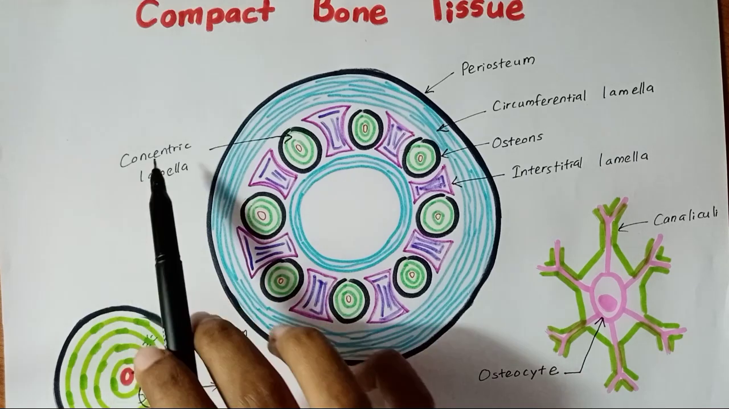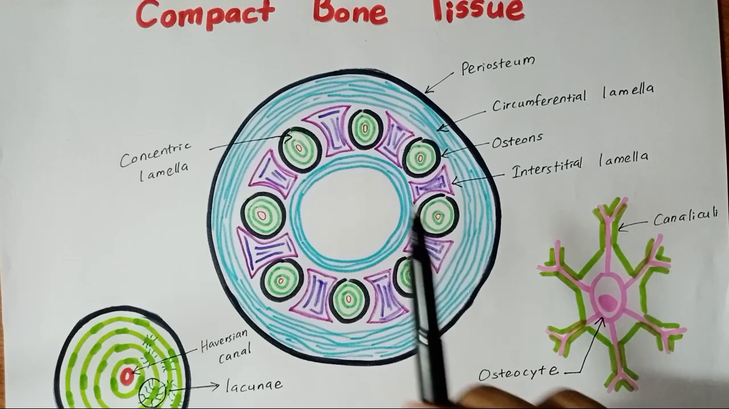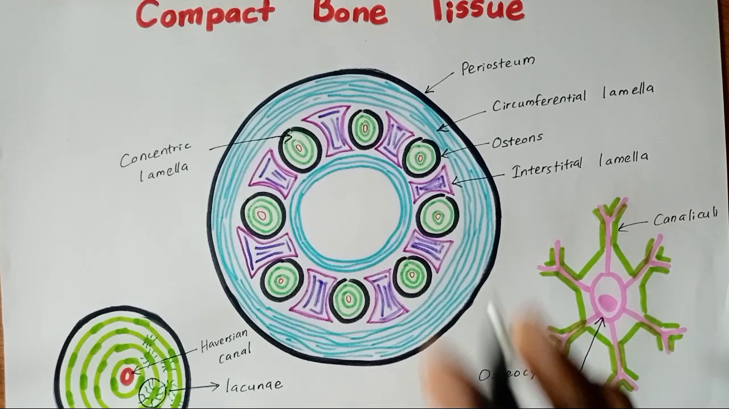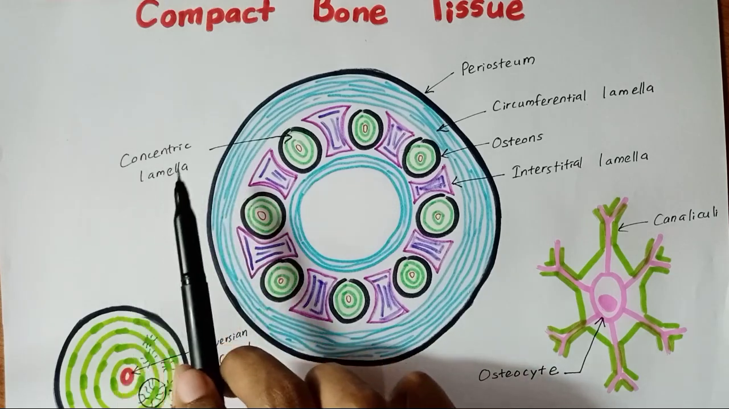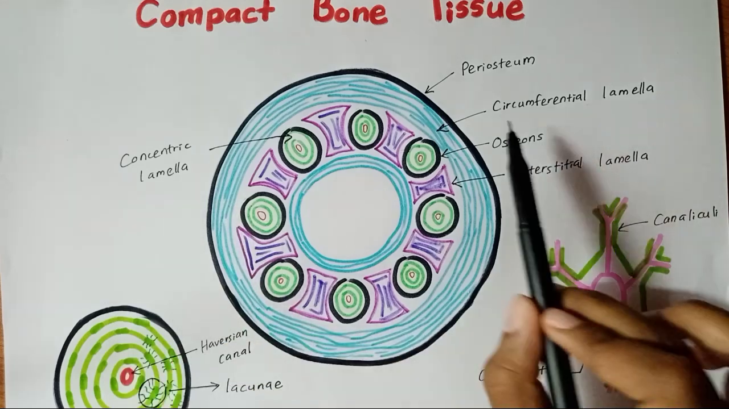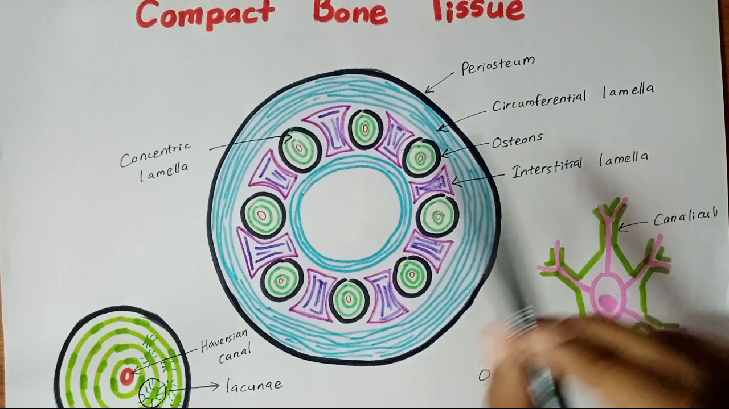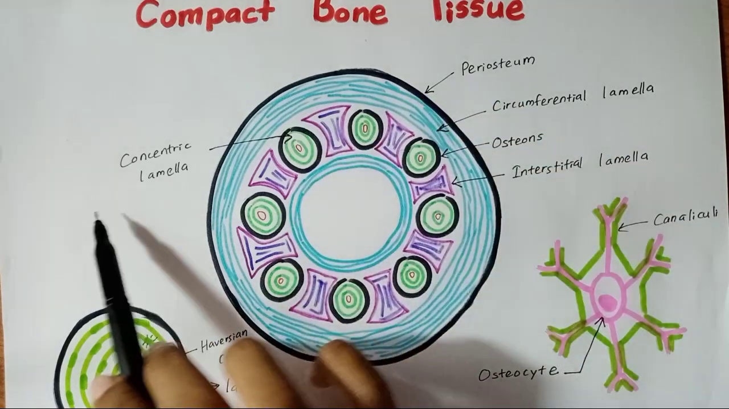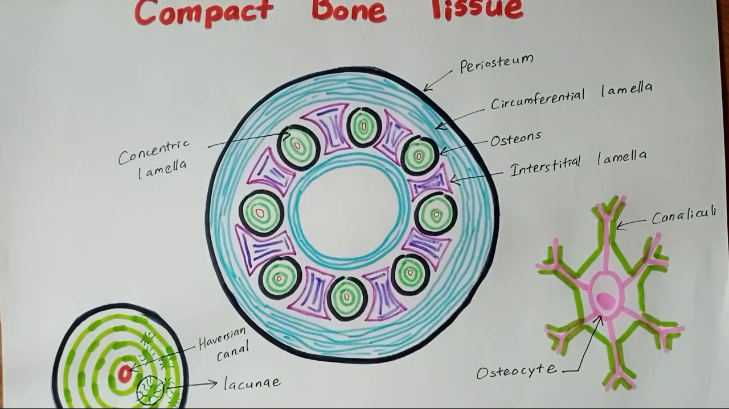You can see that two of these lamellae begin with the letter C, so it may be somewhat difficult to remember. So I suggest that in the name concentric there are a small number of letters, and in circumferential there are a larger number of letters. So circumferential is the larger rings and concentric lamellae are the smaller rings within these osteons. So I think it is easy to remember and easy to keep in memory.